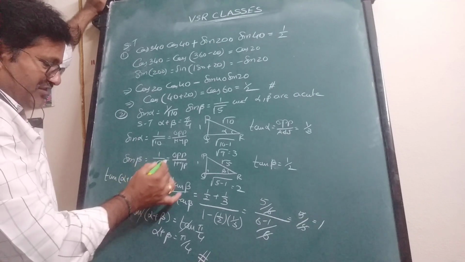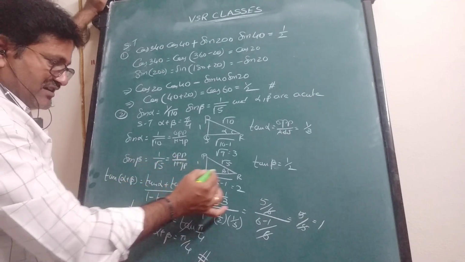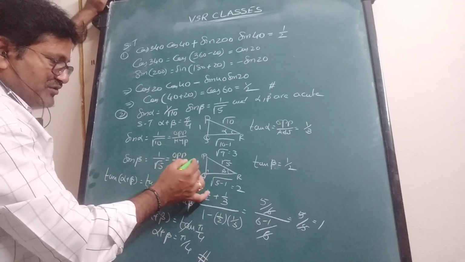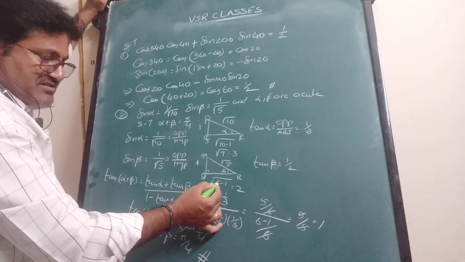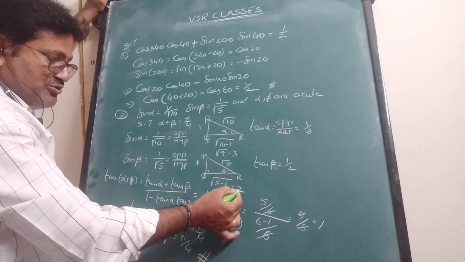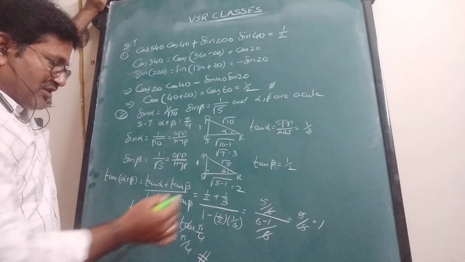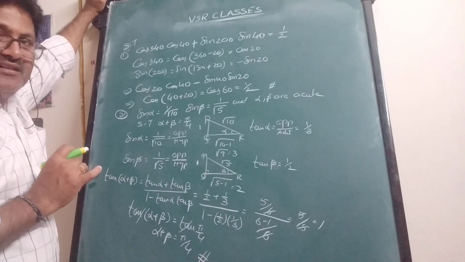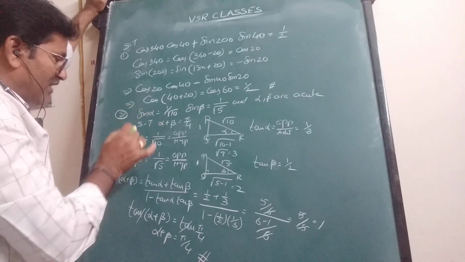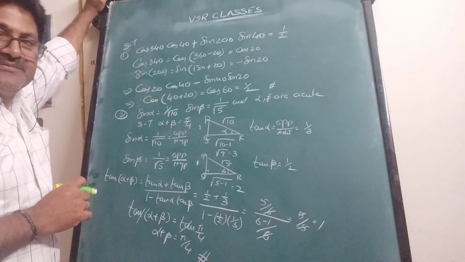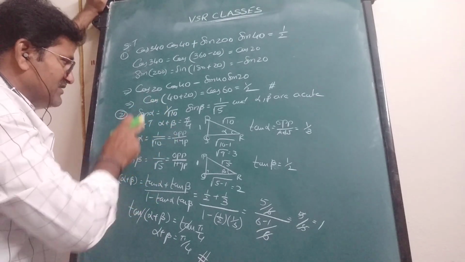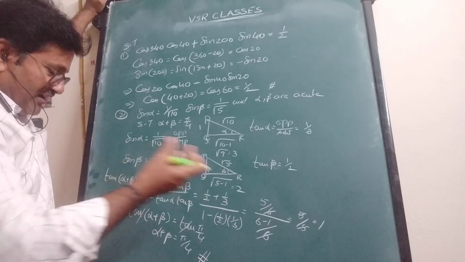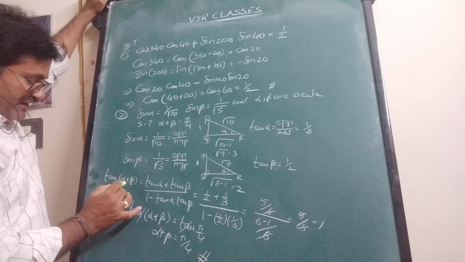And sin beta is already given as 1 by root 5, opposite by hypotenuse. Take another right angle triangle, so for beta the opposite side is 1, the hypotenuse is root 5, and the adjacent side is root of 5 minus 1, that is root 4, which is equal to 2. So tan beta is 1 by 2. Why are we taking tan? In sin alpha and sin beta we have square roots, so in such cases we have to take tan. Very easily you can solve that value by taking tan of alpha plus beta.